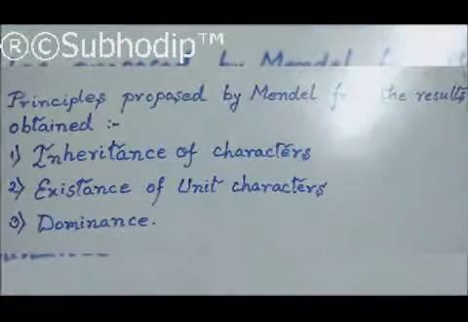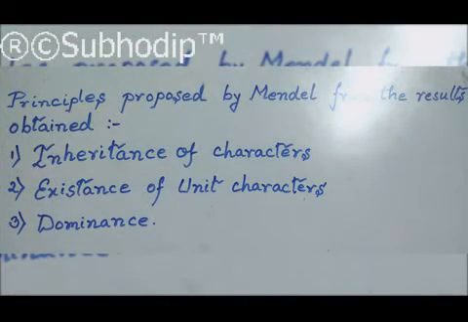A checkerboard or a Punnett square is a geometrical method for bringing all possible combinations together in the formation of zygotes. Its advantage is finding out the genotype or the genotypic ratio.